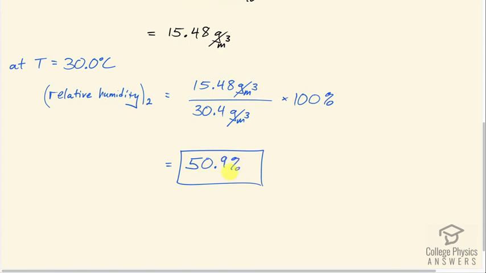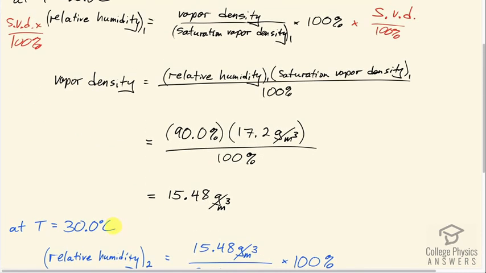relative humidity. So there's a dramatic change in the relative humidity given the same amount of water in the air for two different temperatures that are different by only 10 degrees, 20 to 30.